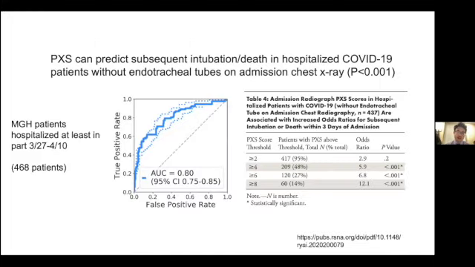So what we also wanted to do is correlate this with clinical outcomes, given our hypothesis that worse lung disease would be associated with worse outcomes. What we found in a cohort of MGH patients hospitalized, at least in part from March 27th to April 10th, is that the PXS score could predict subsequent intubation or death in hospitalized COVID-19 patients without endotracheal tubes on admission chest X-rays. And we also show that for higher PXS scores, there was an increased odds ratio, which makes sense.